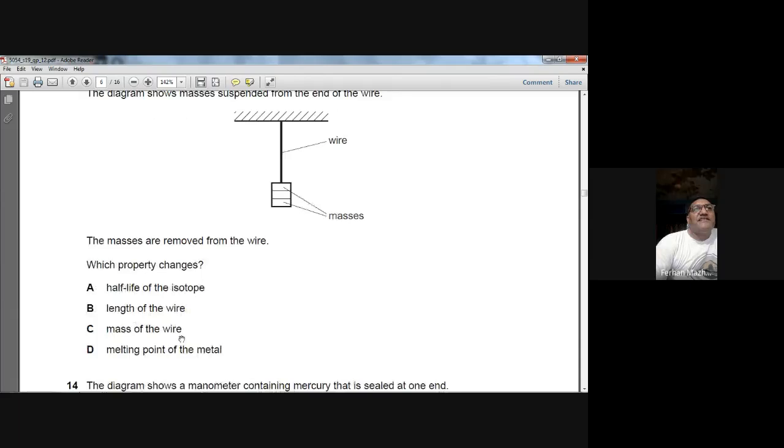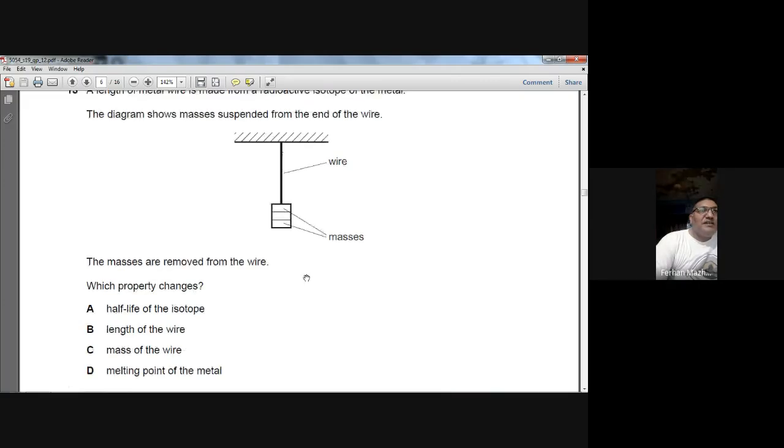Which property changes? Half-life of the isotope, that cannot be changed. Length of the wire, yes, this is the answer. Mass of the wire cannot be changed by this method. Melting point of the metal does not change. So the length of the wire will change when you remove the masses, it will become shorter. So B is the choice. For question number 13, B is the choice.